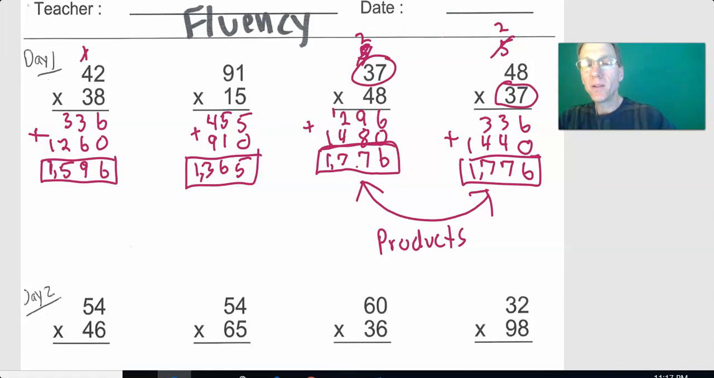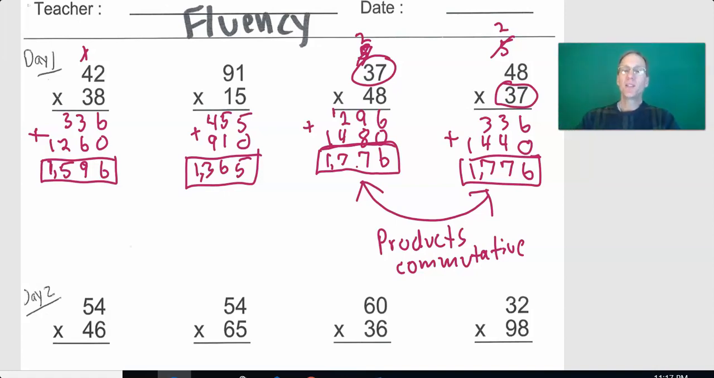And that is the commutative property. It means you can change the order in multiplication. So technically you could have looked at this one and said, hey, I don't even have to do it. It's already done right there. I didn't even notice that till I was done.